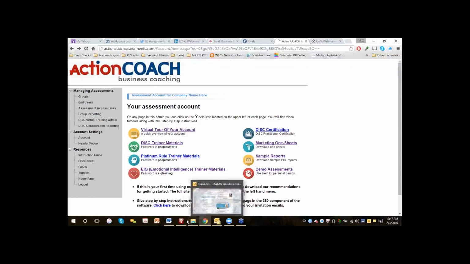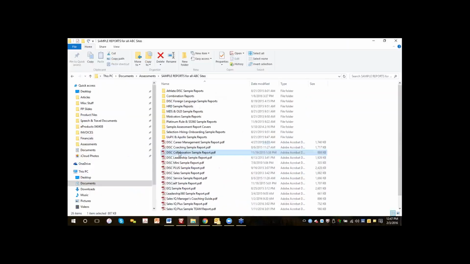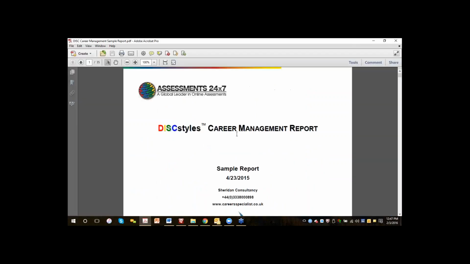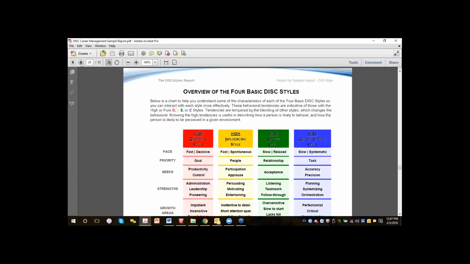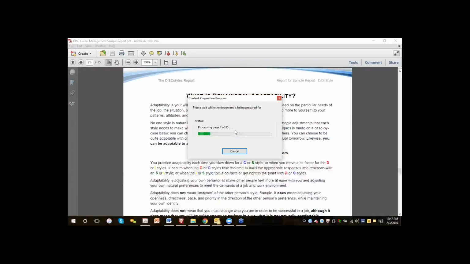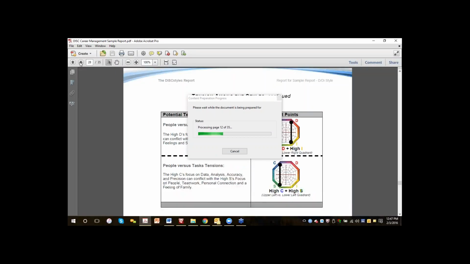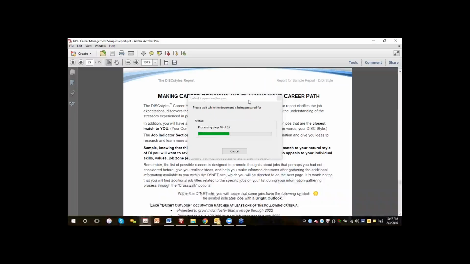The last one I want to talk about from a report point of view that I get asked a lot of questions about is the DISC career management report. This is a relatively new report. It can be used a variety of ways, and what I wanted to do is talk about the various ways it can be used. So let's go to the section of this report that is the career management.